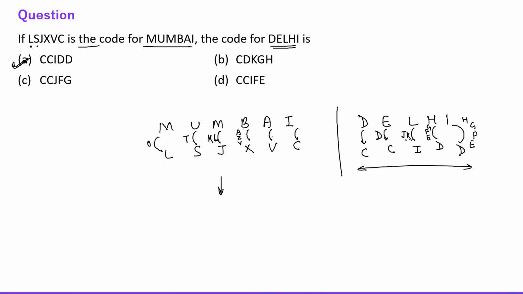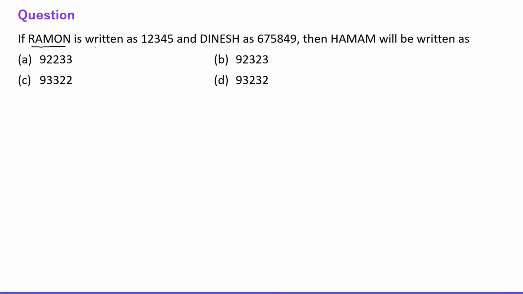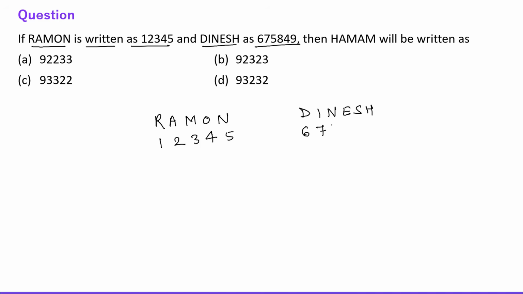Now let's move to the other question. Next question is saying, if Raman is written as 1, 2, 3, 4, 5, and Dinesh as 6, 7, 5, 8, 4, 9, then Hammam will be written as.